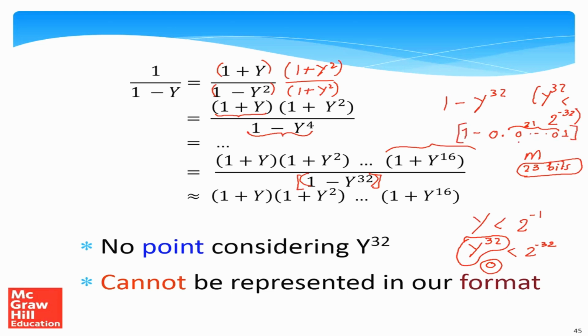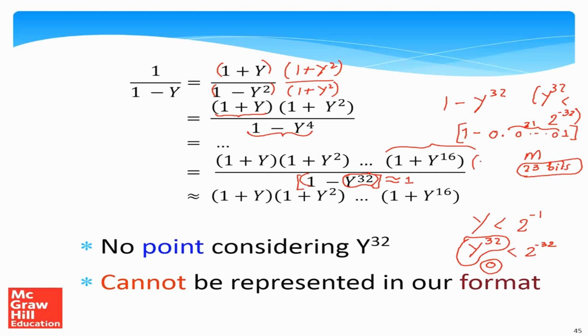So no valid mantissa can capture or represent this number, because y to the power 32 is too small to be captured in our number system, and 1 minus y to the power 32 is too close to 1, and there's no way of representing this. As a result, there is no point in multiplying this with even more terms, and this term 1 minus y to the power 32 is practically 1, because irrespective of its value, it cannot be represented, and it makes no sense to multiply the numerator and denominator with other terms.